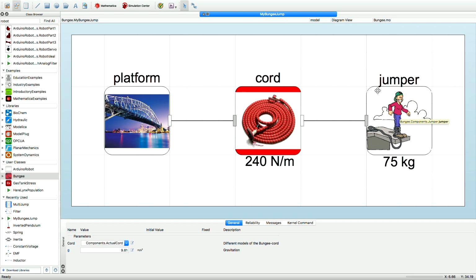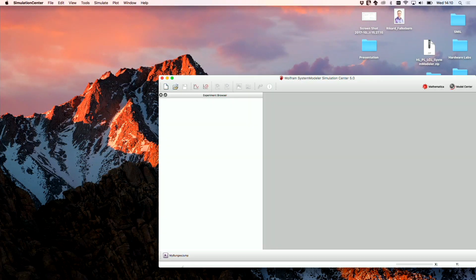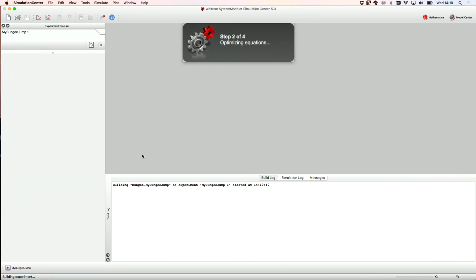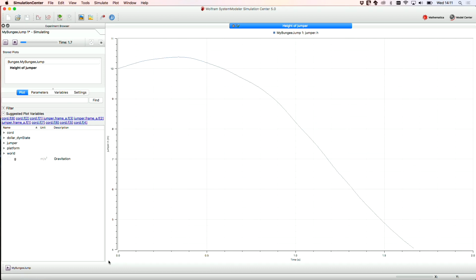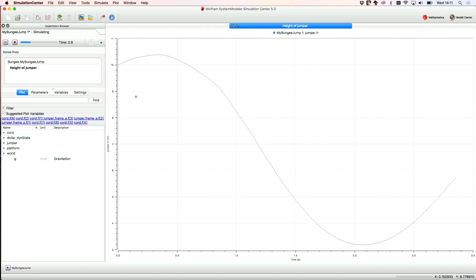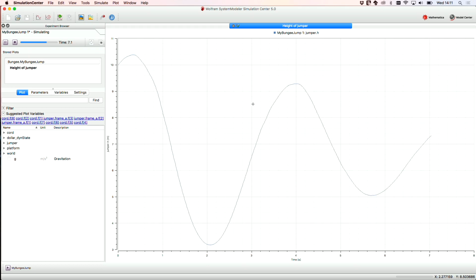What the student can do, and has instructions for, is simulate this and get some results out from it. The cord model is kind of advanced, so it takes a bit to simulate. There we go. What we're seeing here is the height of the jumper as we're jumping. We start at 10 meters, and it takes a jump out, and then oscillates up and down. So it gives an idea of how it works.